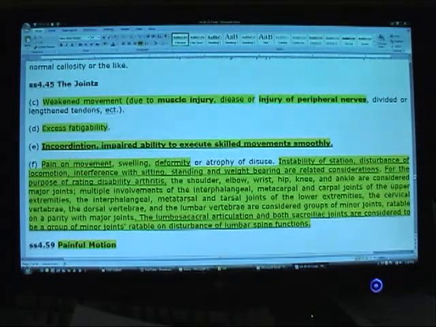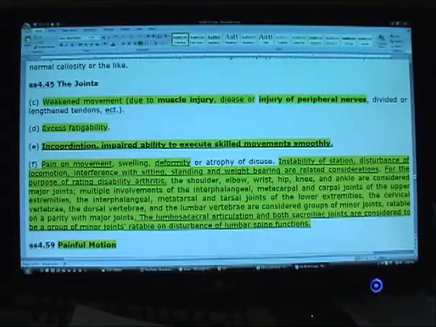4.45, the joints. C. Weakened movement due to muscle injury, disease, or injury of peripheral nerves, divided or lengthened tendons, etc. D. Excess fatigability. E. Incoordination, impaired ability to execute skilled movement smoothly. F. Pain on movement, swelling, deformity, or atrophy of disuse. Instability of station, disturbance of locomotion, interference with sitting, standing, and weight bearing are related considerations.